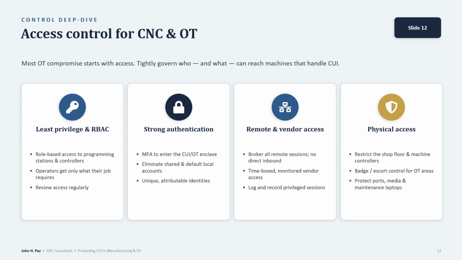Access control is where most OT incidents begin, so it gets its own slide. Four moves. Enforce least privilege and role-based access so operators get only what they need. Require strong authentication, MFA into the enclave, and no shared or default accounts. Lock down remote and vendor access by brokering, time boxing, and recording every session. And don't forget physical access. The shop floor, the controllers, the USB ports, and the maintenance laptops are all attack paths.